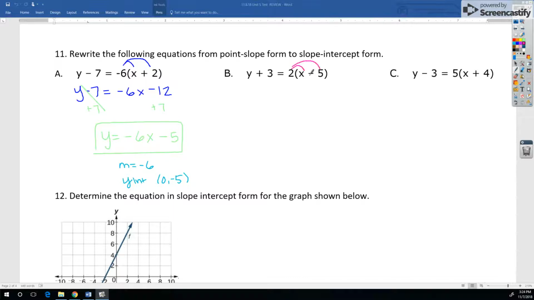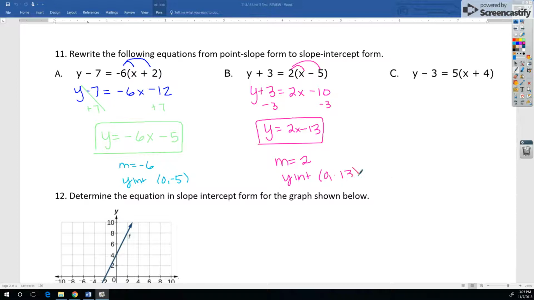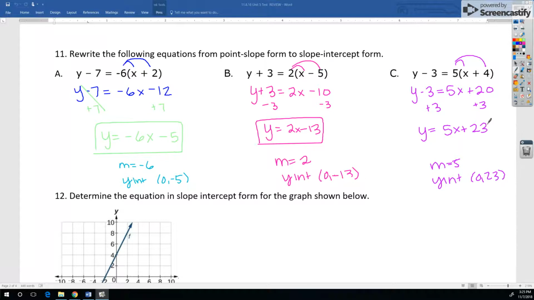Same thing here. Distribute my 2, subtract my 3. 2 times x, 2 times negative 5. Subtract 3. My slope is 2. My y-intercept is negative 13. Distribute my 5, and then I'll add my 3. 5 times x is 5x, and 5 times 4 is 20. I'll add 3 to both sides. That means that my slope is 5, and my y-intercept is 23.